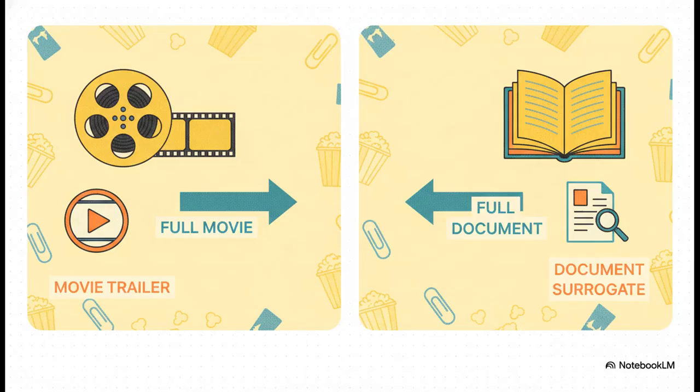Honestly, the best analogy I can think of is a movie trailer. The trailer gives you the plot, the main characters, the vibe, all in just 2 minutes, right? So you can decide if you want to see the whole movie. A document surrogate does the exact same job, but for a piece of text.